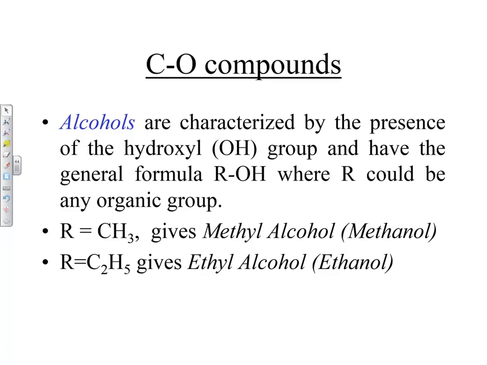So now we move on to compounds that contain carbon and oxygen. The first among these are what are called alcohols, and they are characterized by the presence of the hydroxyl group, the OH group. Alcohols have the general formula R covalently bonded with the hydroxyl group, where R could be any organic group. Like on the last slide, I showed you CH3 is the methyl group, C2H5 is the ethyl group. So if you put CH3OH, that is methyl alcohol or methanol.